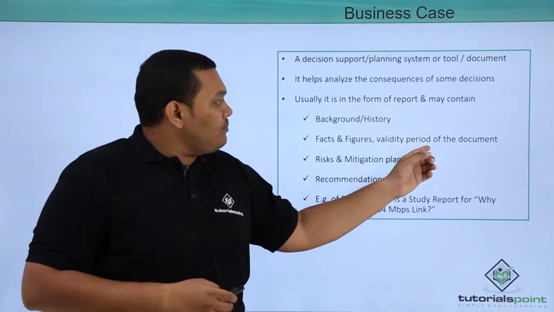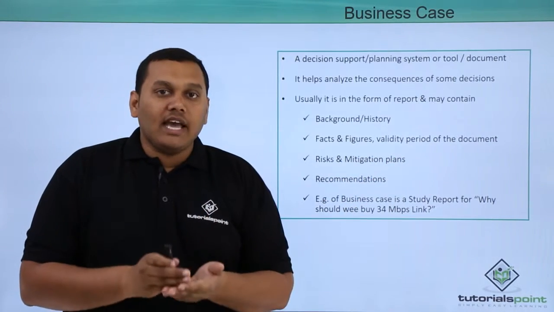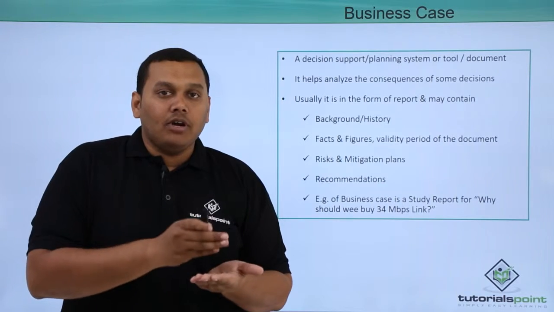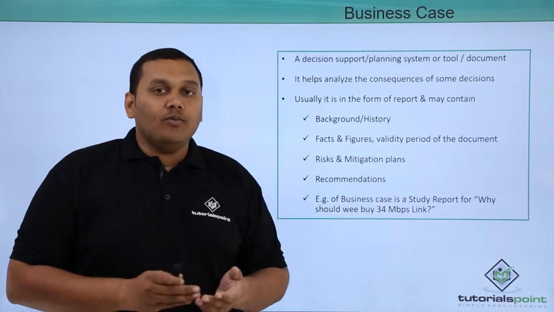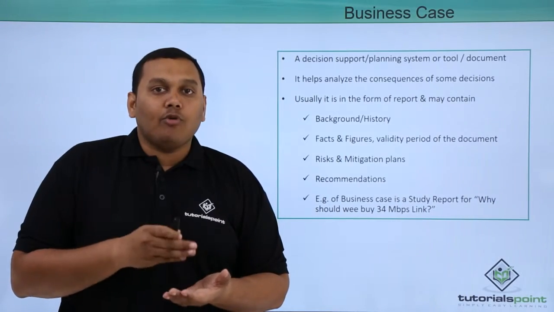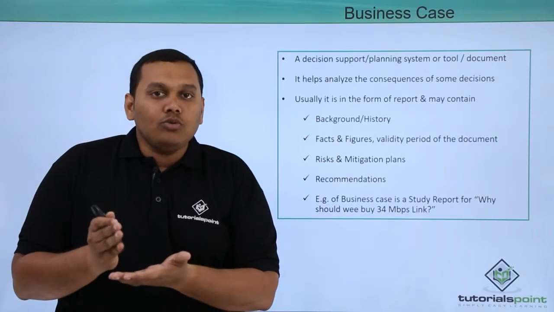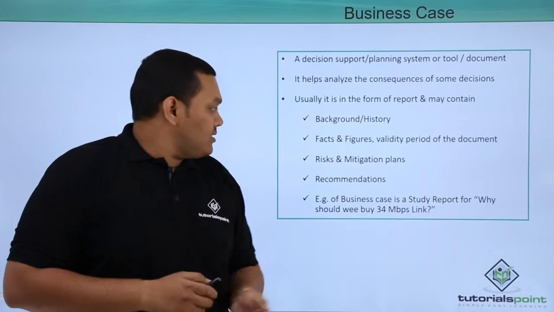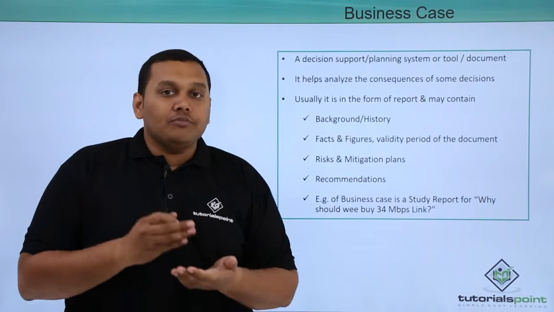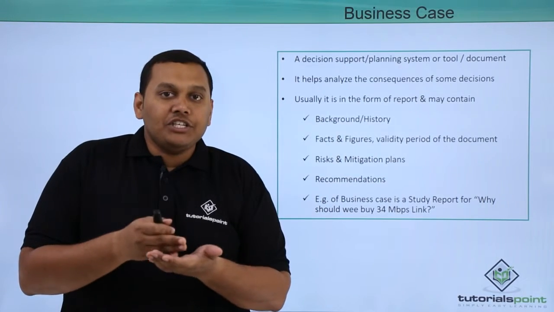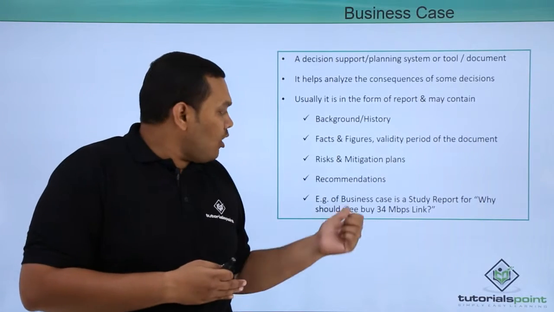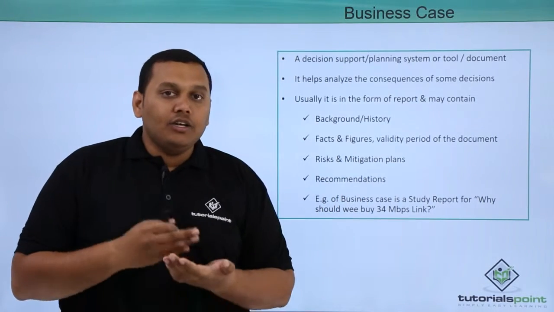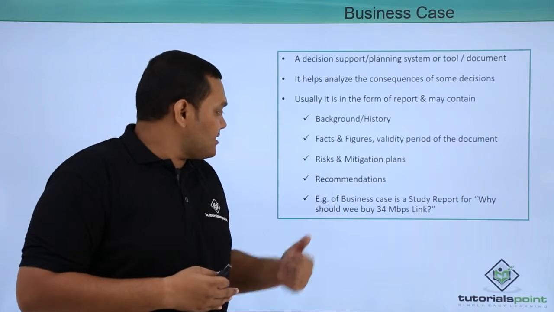Coming to the validity period, the document also has a validity period, from year to year. What are the risks and mitigation plans? What are the risks involved here and what are the steps taken to remove these risks? Coming to recommendations, based on this document, each and every time when impact and urgency have been involved, what recommendations are provided to minimize these risks?